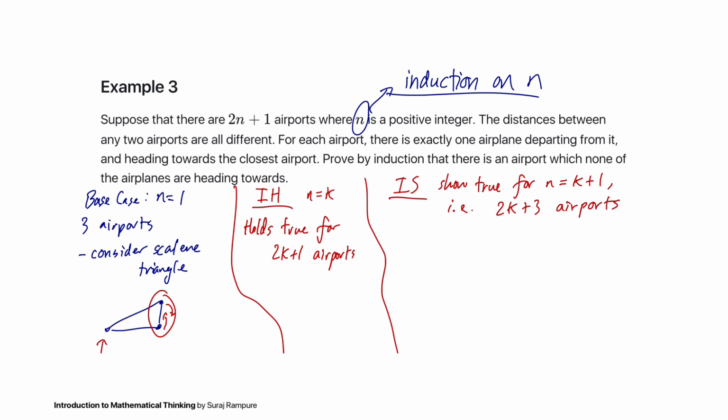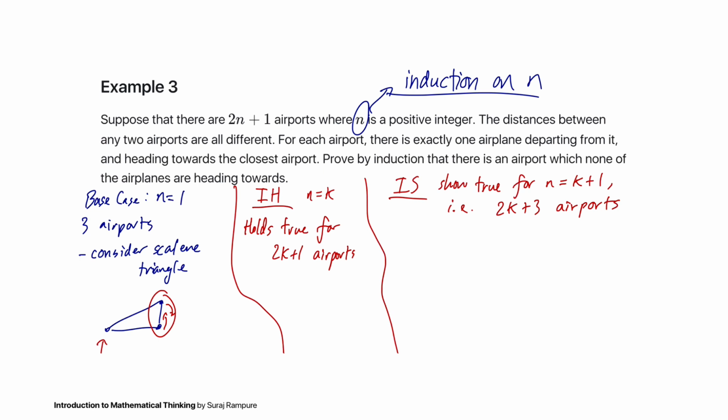Any ideas? Yes? I don't know, could we maybe put the two new airports right by the lone airport and then go back to the triangle thing? Okay, so we have to involve our induction hypothesis somehow, right? Yeah, we assume that the statement holds for some collection of 2k plus 1 airports. We just take the lone one and then put two little ones beside it. Okay, and so what would that do? That they both point to it or something. I don't know. You're on the right track.